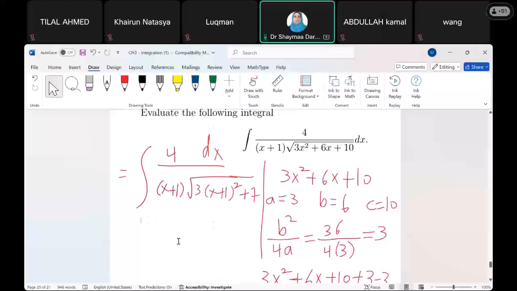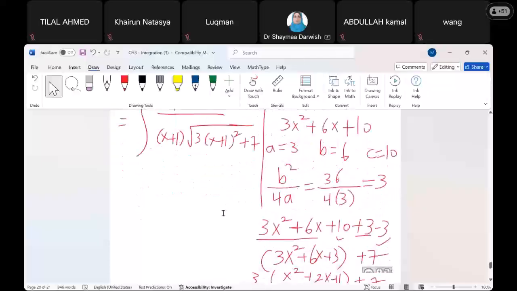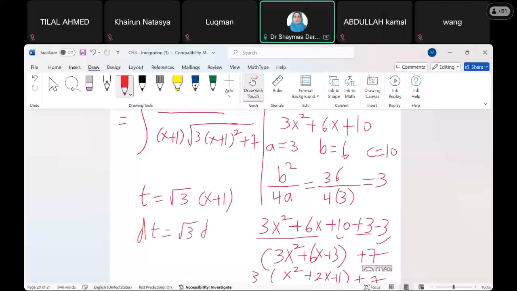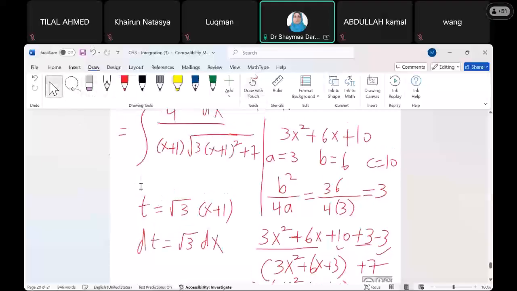Now the second step, to use the formula. In any formula we cannot have the squared term multiplied by 3 or any number, so all this part has to be replaced by t squared. So I take t equals square root of 3 times (x plus 1). Then dt is square root of 3 dx.